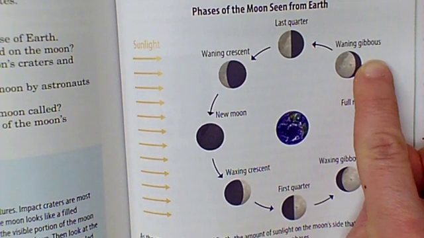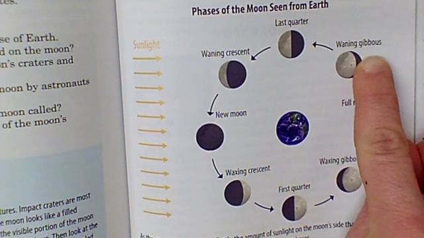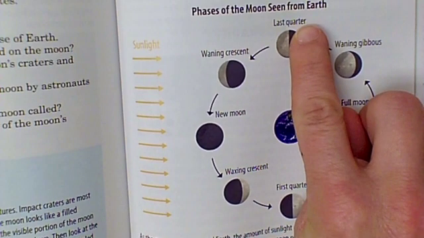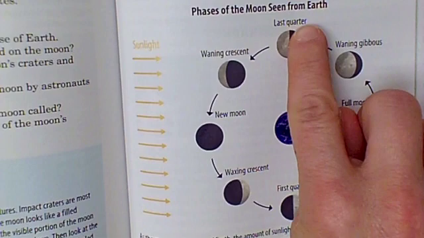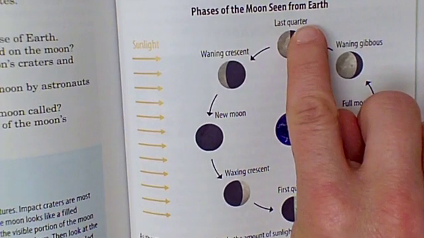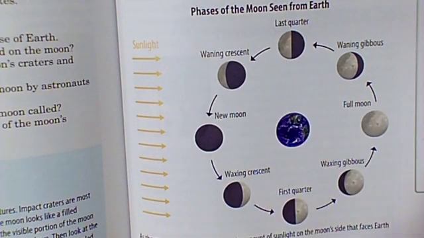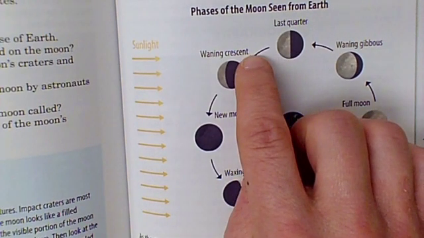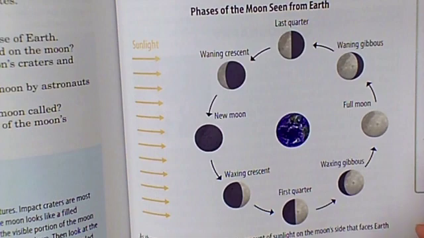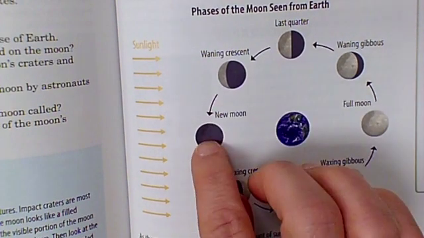Then it starts to wane. It starts to get smaller, so we have a waning gibbous. We have the last quarter because this is the last quarter before it's done with its cycle. And we see just half of a moon on the left. And then it's called a waning crescent because it's getting smaller and it's a crescent moon, back to new moon.